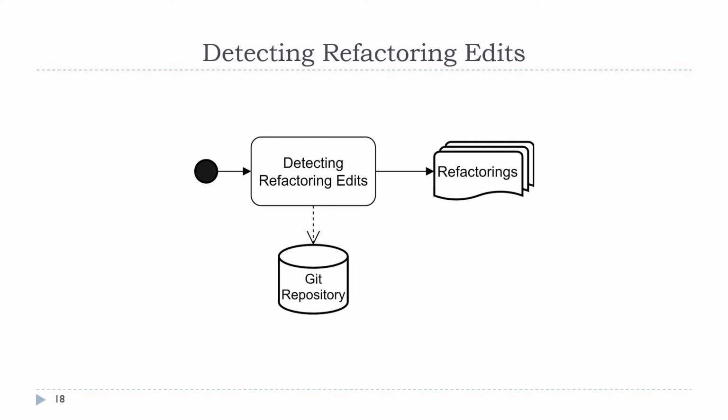In the detecting refactoring edits step, we mine Git repositories using a refactoring detection tool, RefDiff, to find all refactoring edits applied throughout the project's versioning history. We chose this tool because it can find refactorings through static analysis, and it was optimized to run directly on Git repositories. As a result of this step, we have a list of refactorings and the commits they were applied in.